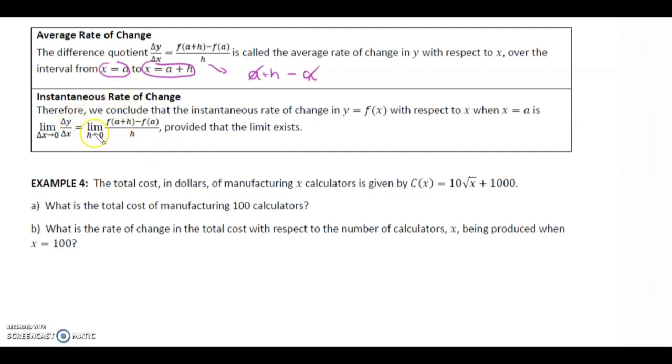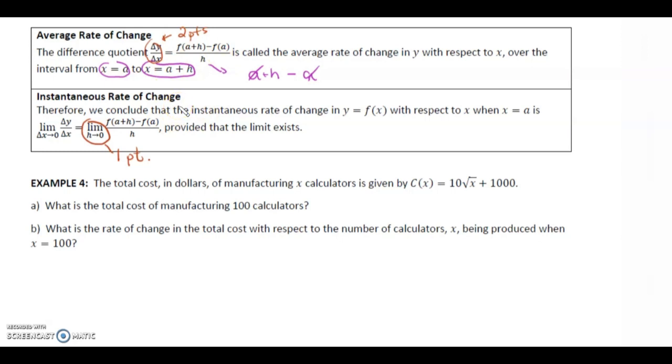Here's the difference, okay? This is basically telling us we have 1 point that we're working with. This here with no limit is telling us we have 2 points. We have 2 points that we're working with. So as soon as you see limit, it's instantaneous rate of change.